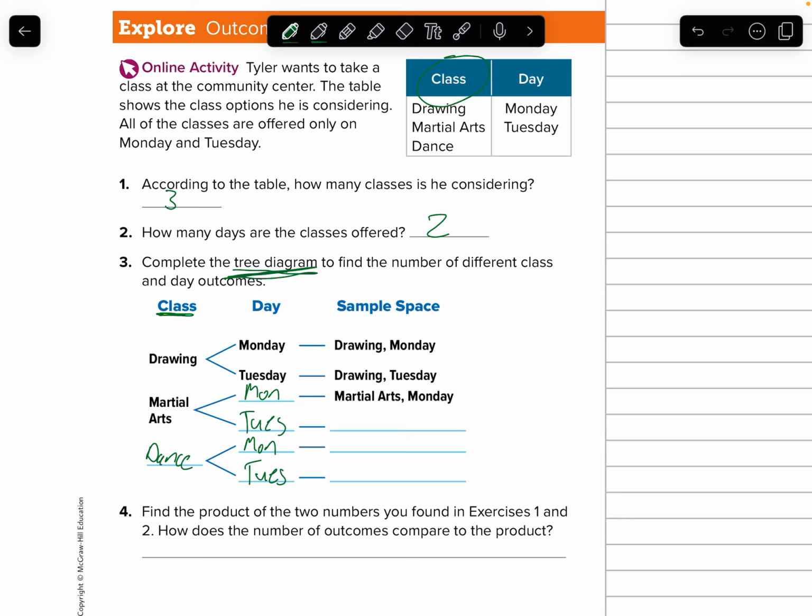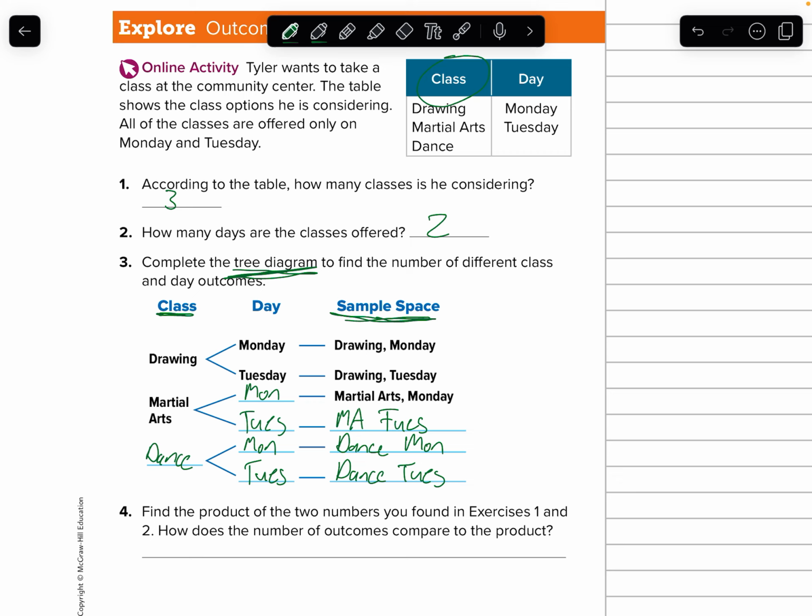Now, when we talk about something called the sample space, that is just what the final outcomes can be. So we could have drawing Monday, we could have drawing Tuesday, we could have martial arts Monday. So if we have martial arts Monday, we also have martial arts Tuesday. We could have dance Monday. We could have dance Tuesday.